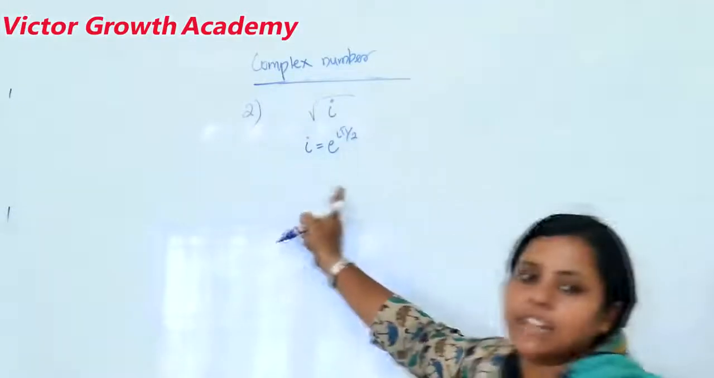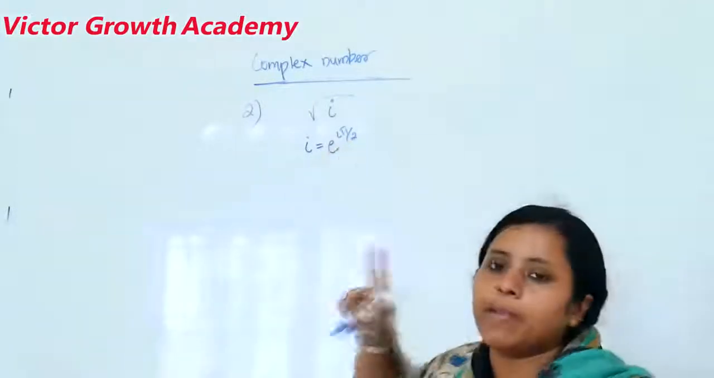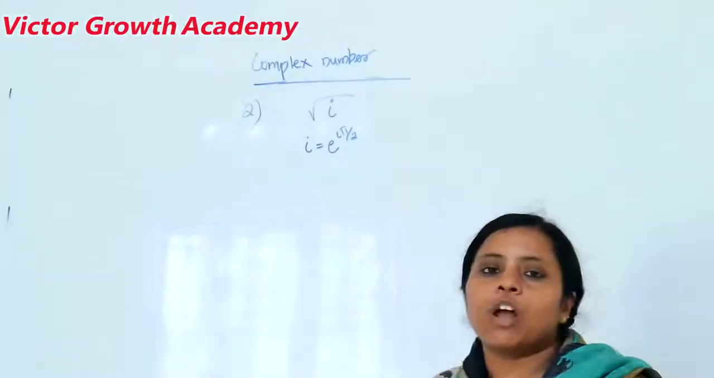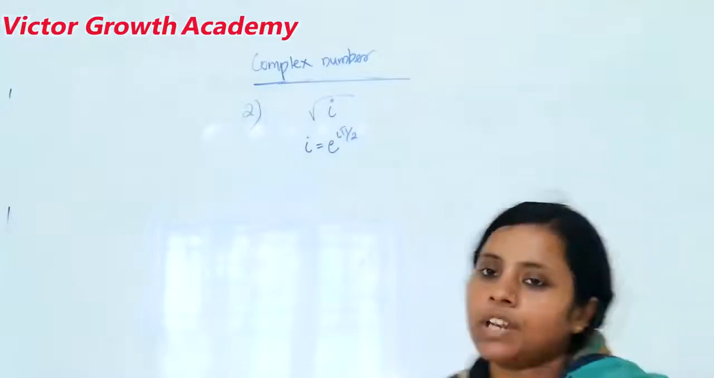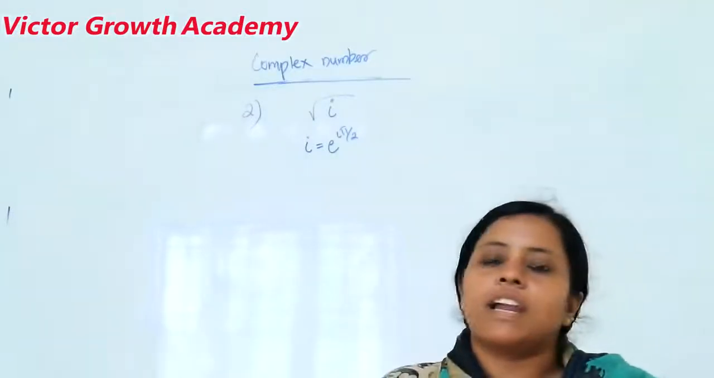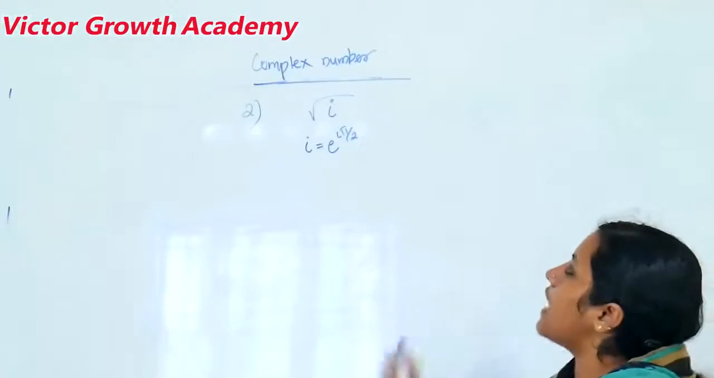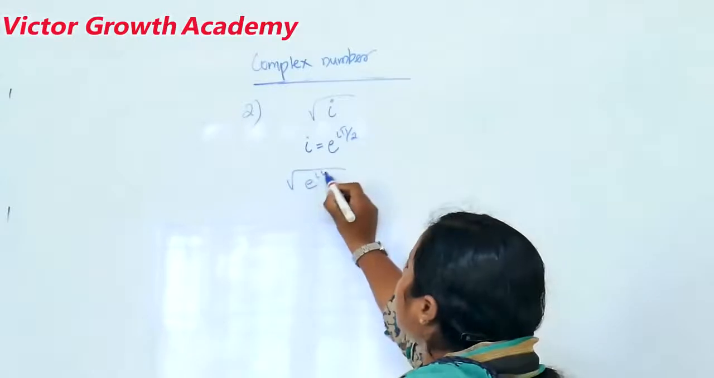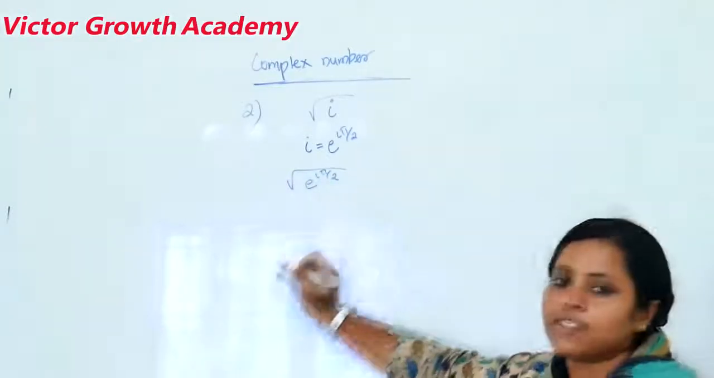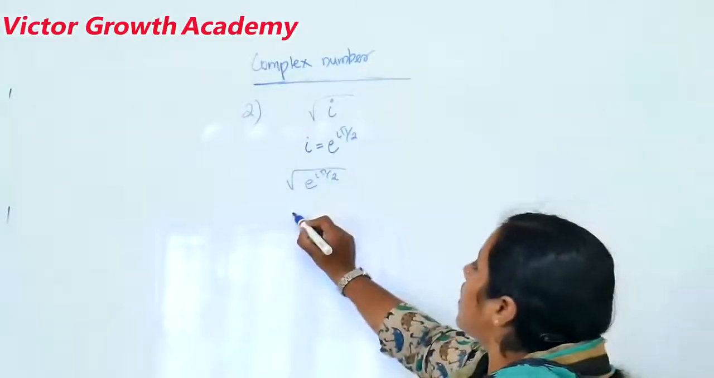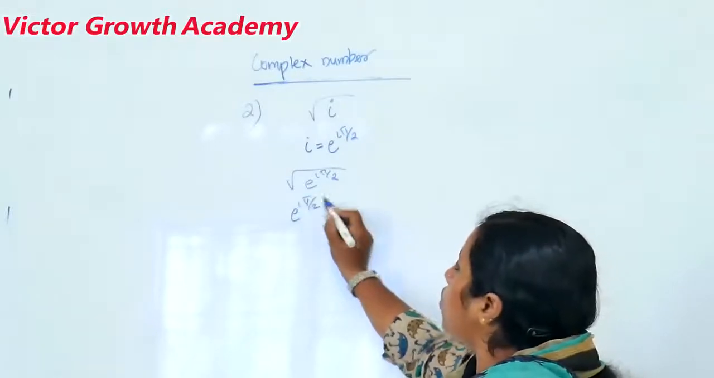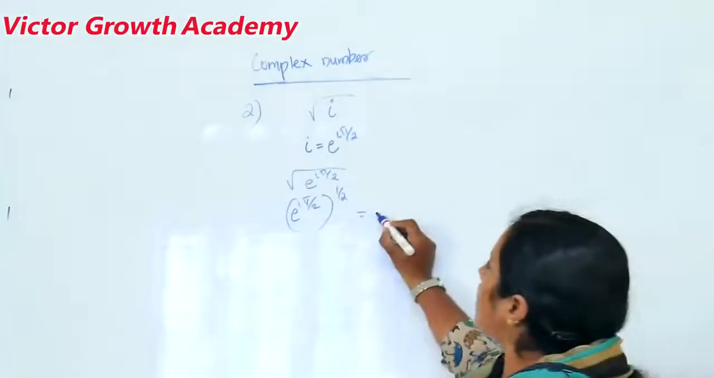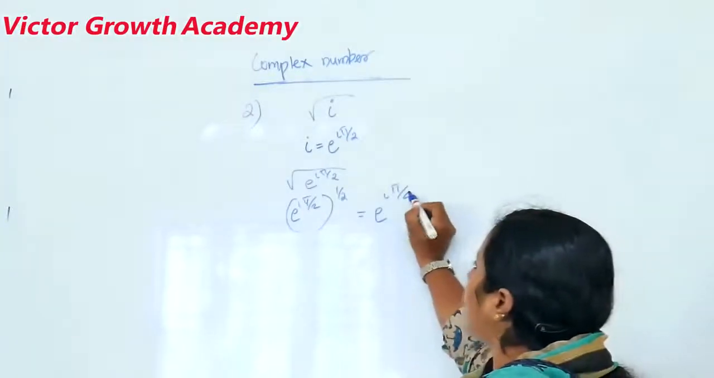So I told you to memorize this now: i is equal to e raised to i pi by 2. We need not go into how to find the equivalent exponential form of this i. Just remember i is equal to e raised to i pi by 2, and they are asking us to find the root of this i, that is the root of e raised to i pi by 2. That is e raised to i pi by 2 the whole raised to 1 by 2, which is e raised to i pi by 4.